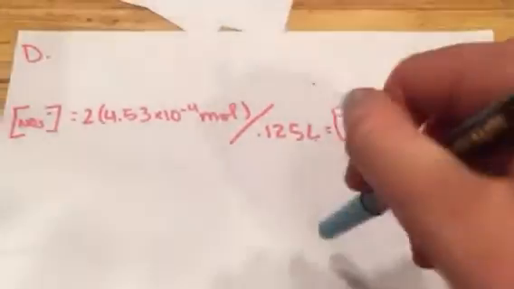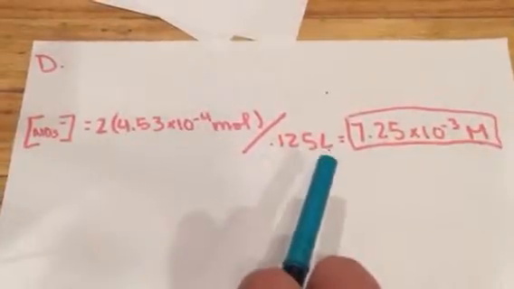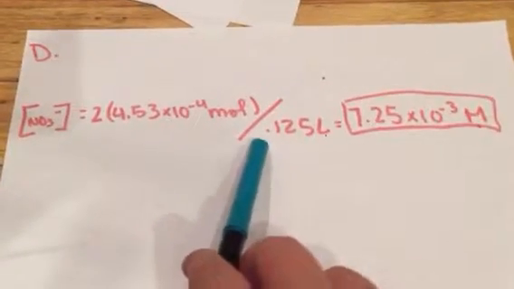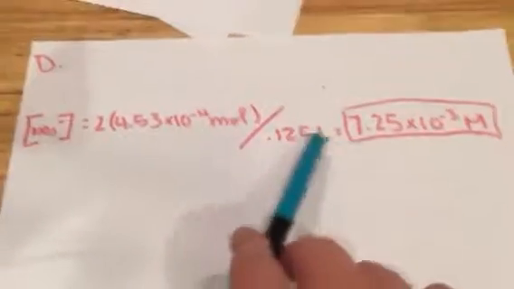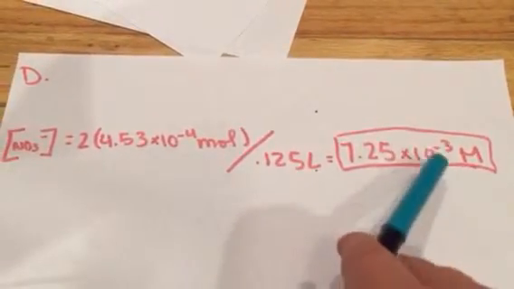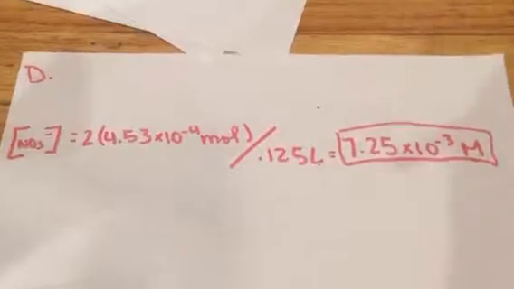I converted it into liters so that the units are consistent, and that became 0.125 liters, and that gives us 7.25 times 10 to the negative 3 molarity for part D.